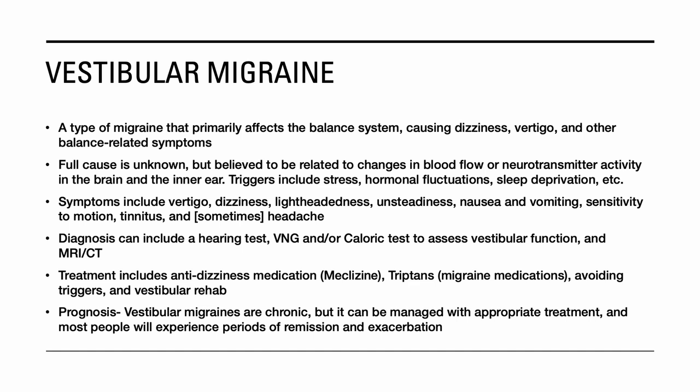Treatment can include meclizine or dramamine for flare-ups and may include triptans to treat migraine symptoms. Treatment may also include trigger avoidance like cutting out caffeine or alcohol and may include vestibular rehab. Prognosis is similar to migraine headaches, with symptoms being chronic but managed with appropriate treatment.